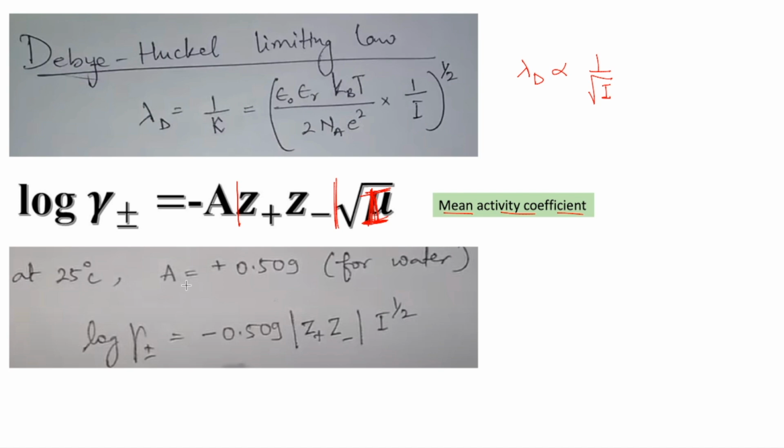The value of A at 25 degrees Celsius, that is for water, is 0.509. So you can substitute it for water. So your equation becomes log gamma plus minus is equals to minus 0.509 z plus z minus under root I, or I to the power 1 by 2. You can even represent this ionic strength as I or mu, it doesn't matter.